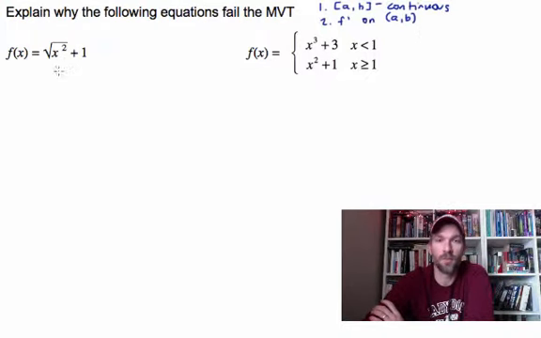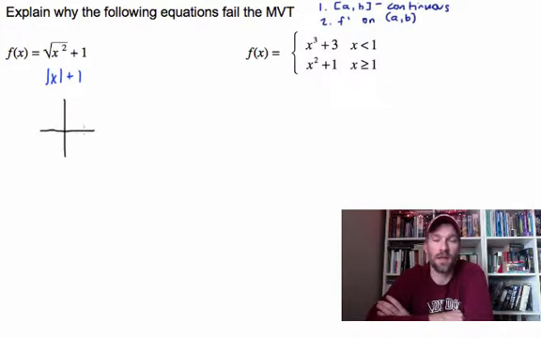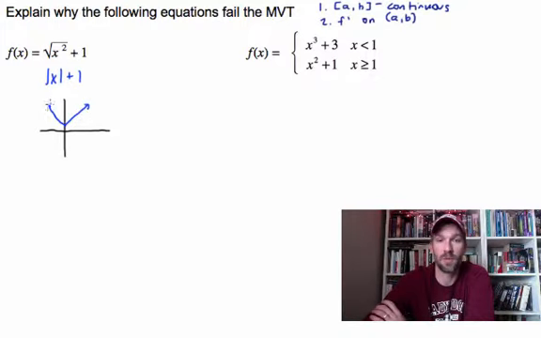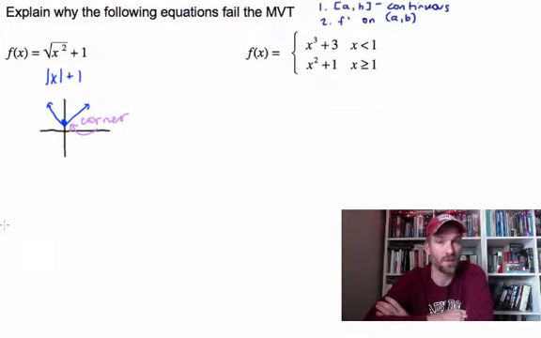So we'll start over here with the square root of x squared plus 1. And remember, if you graph this, the square root of x squared is just absolute value of x, plus 1. And notice what happens when you graph absolute value of x. You get a corner point. And if you have a corner point, you don't have a derivative.